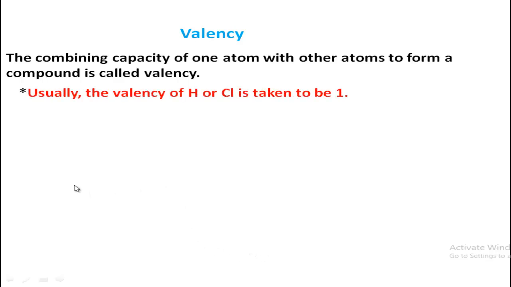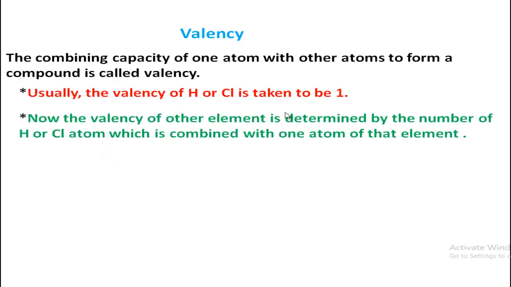Generally, the valency of hydrogen or chlorine is taken to be 1. That means 1 is considered as the valency of hydrogen or chlorine. That means it has the lowest combining capacity.